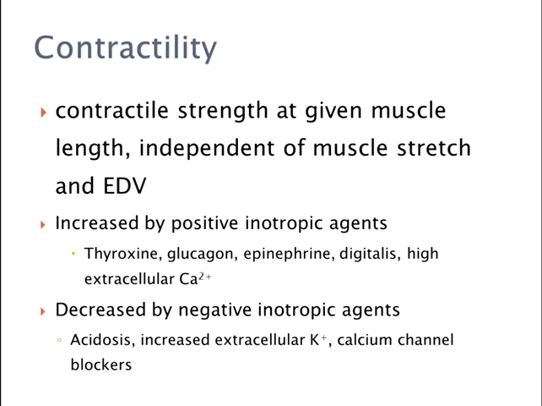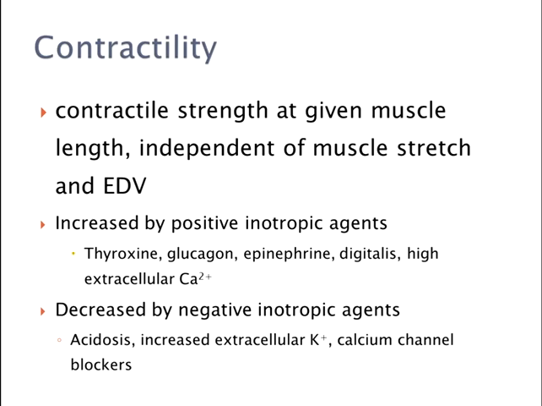Some examples of agents that are positive inotropic, or increase the strength of contraction, are thyroxine, which is part of your thyroid hormones, and glucagon, which is the hormone that's responsible for bringing blood sugar back up in the blood.